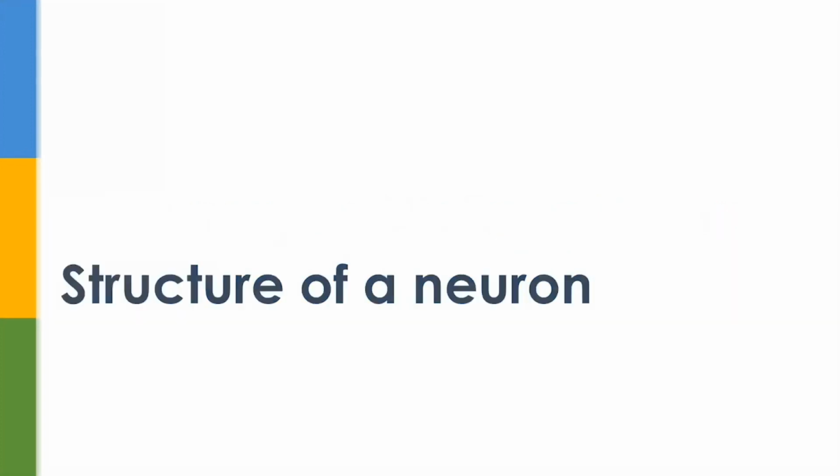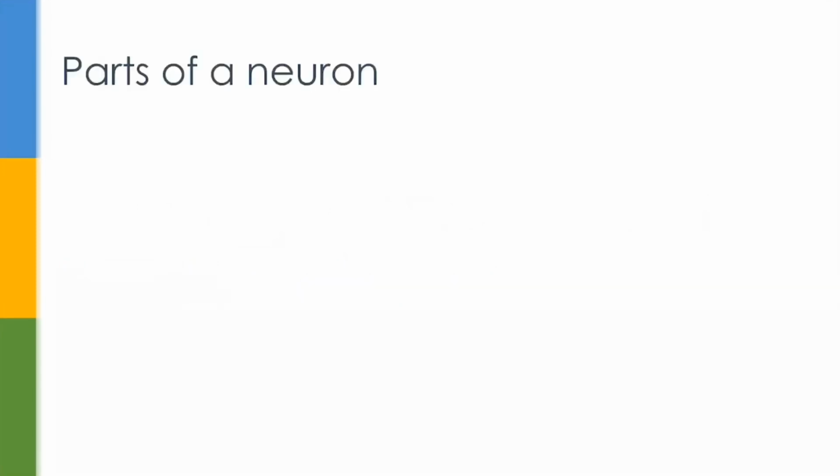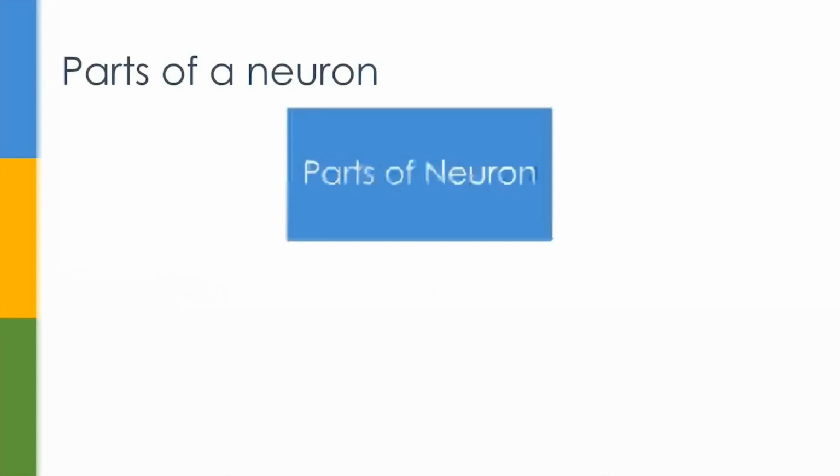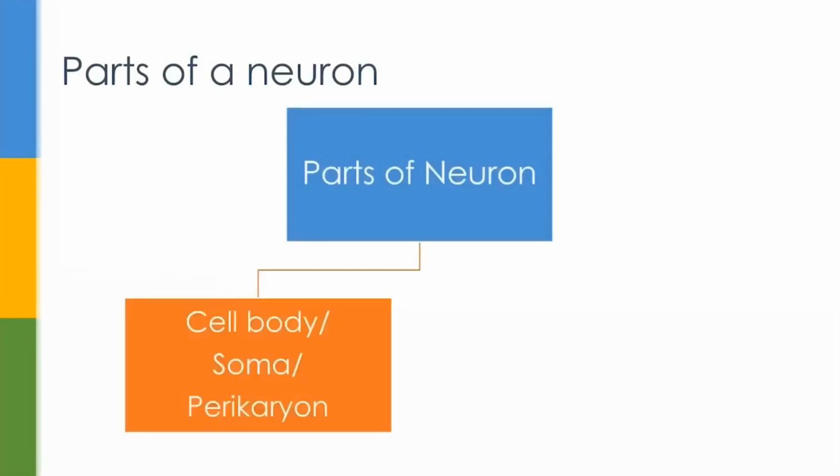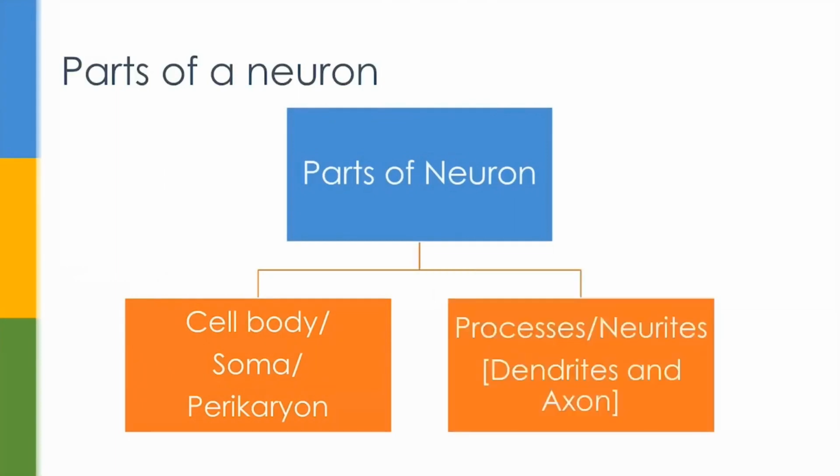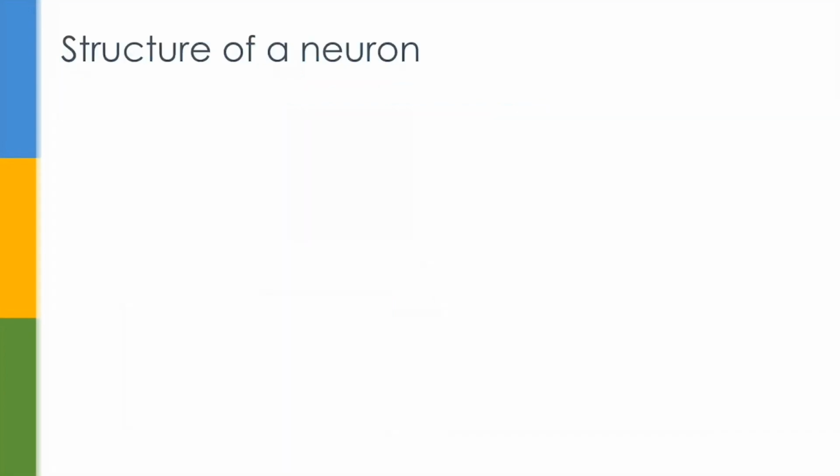The structure of the neuronal cells or excitable cells, commonly referred to as neurons. A neuron can be broadly divided into two parts. One, cell body, which is otherwise referred to as soma or perikaryon. Then we have the processes, which are referred to as neurites. Neurites can be dendrites or axons. Let's learn about the structure of a neuron in detail now.